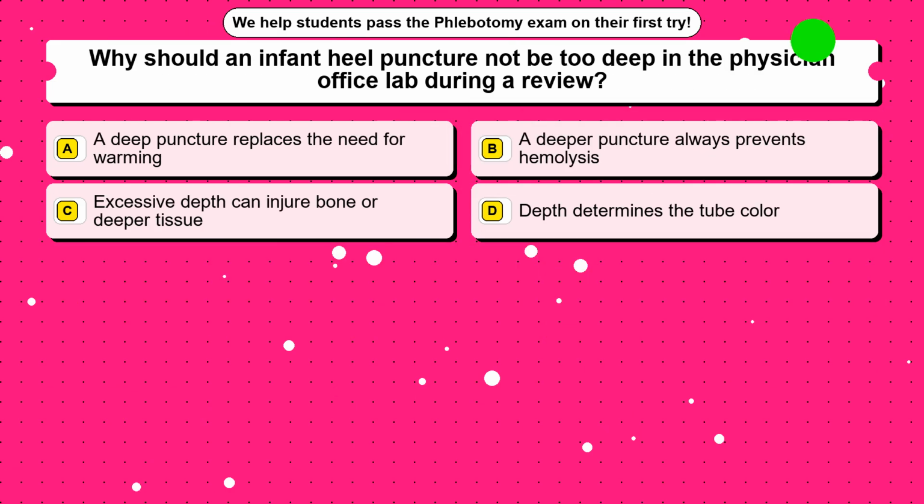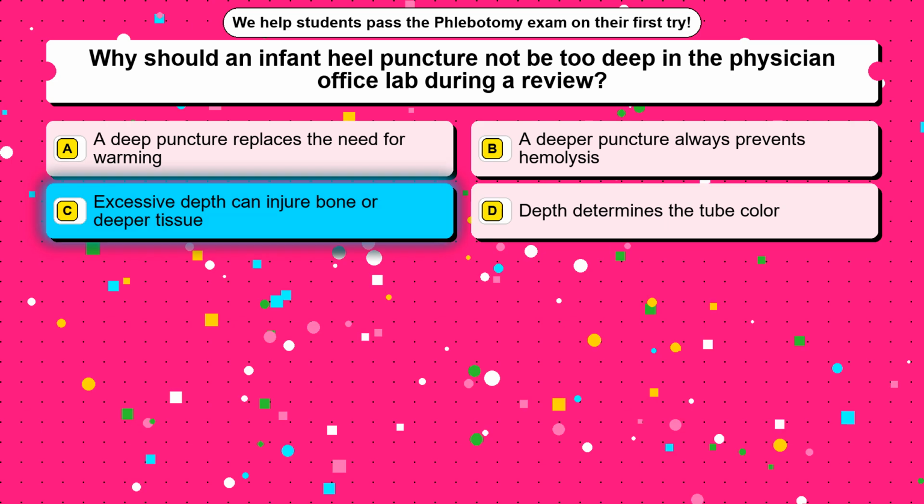Question 80. Why should an infant heel puncture not be too deep in the physician office lab during a review? Option A. A deep puncture replaces the need for warming. Option B. A deeper puncture always prevents hemolysis. Option C. Excessive depth can injure bone or deeper tissue. Option D. Depth determines the tube color.